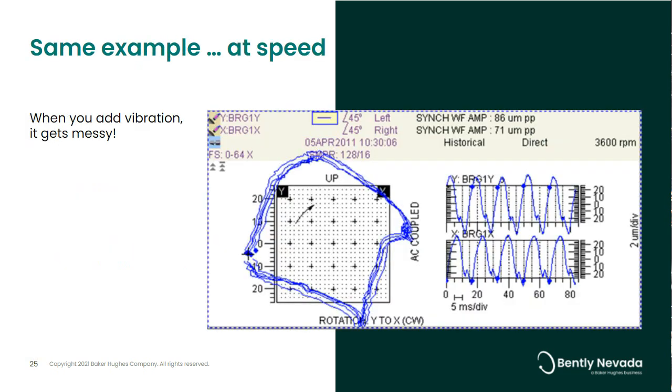I should reiterate that the previous example was done at slow roll. So remember, at slow roll, there's no dynamic effect on itself. It's just the shaft rotation, the pure shaft rotation. So any sort of runout shows up very clearly.